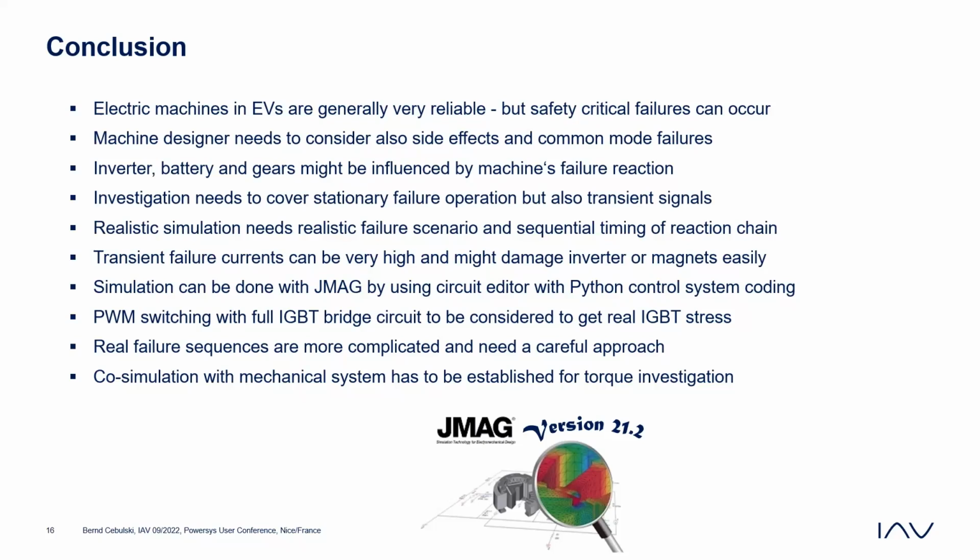And the question is, what is the worst case for demagnetization? Anybody knows? I don't. Normally, we are looking at three-phase short circuit, transient, and that's it. But as I said, that's not the worst case. The worst case is different. PWM switching might need to be involved. We haven't done that so far due to simulation time, but I think in future simulations, we also need to consider PWM here. And the real failure sequences are probably much more complicated than I have shown here.